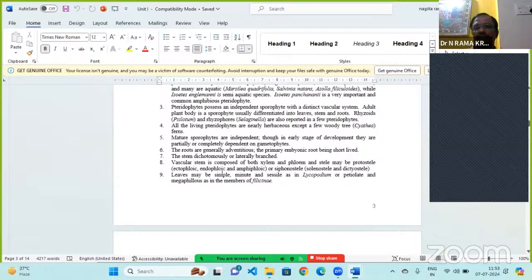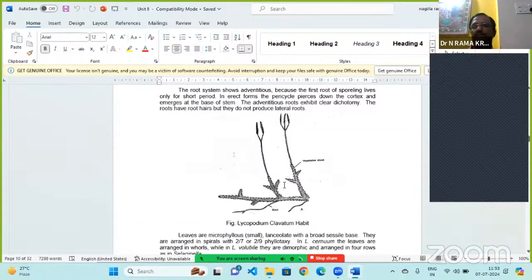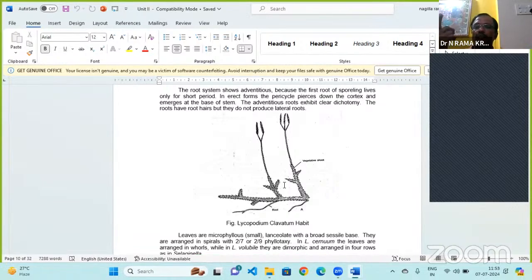The plant body. First of all, the plant body. Here I'm sharing one more image. This is the plant. The plant body of all the pteridophytes is a diploid sporophyte. Diploid sporophyte. Before, in Bryophyta, we said there is a gametophytic stage and a sporophytic stage. Two types of generations, gametophyte and sporophyte. But there, the sporophyte depends on the gametophyte.